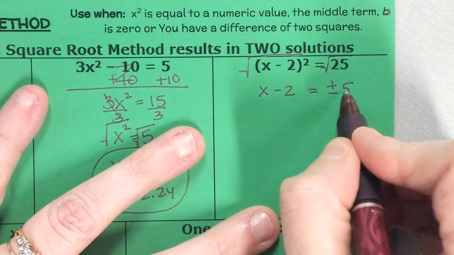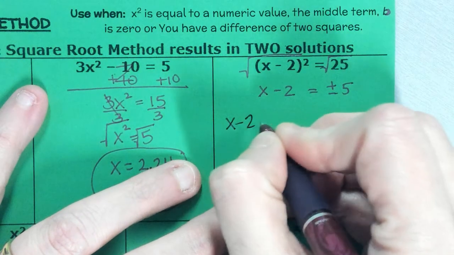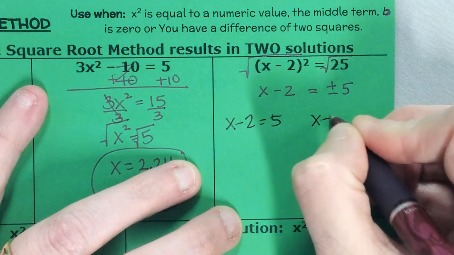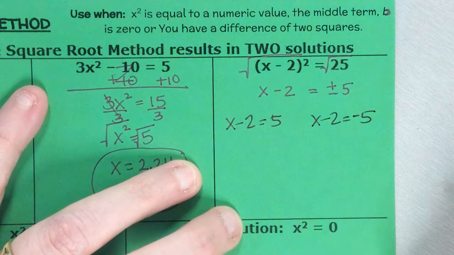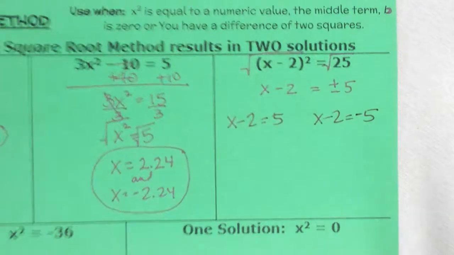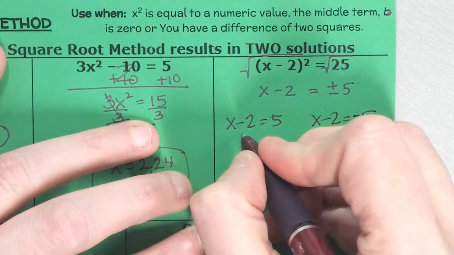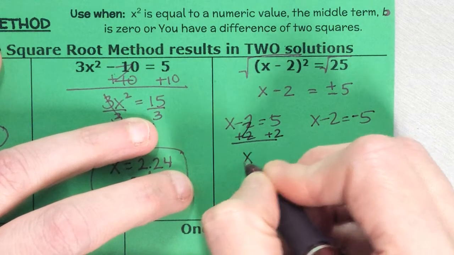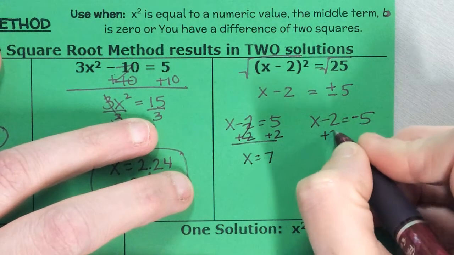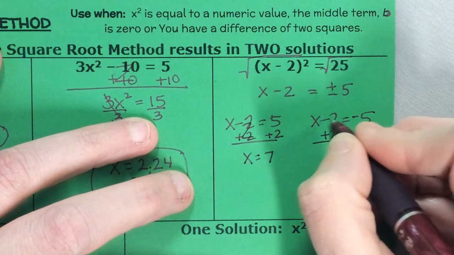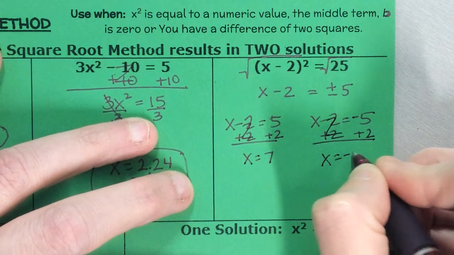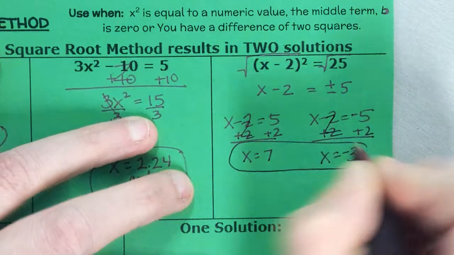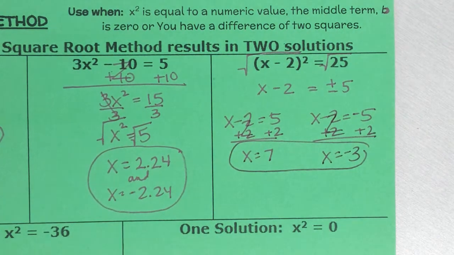Because x minus 2 is 5, and x minus 2 is negative 5. Okay? So what does that mean I got to do? I got to solve this thing. So I add 2 to both sides. I get x equals 7. I add 2 to both sides of this one. I get x equals negative 3. And those are my two solutions.